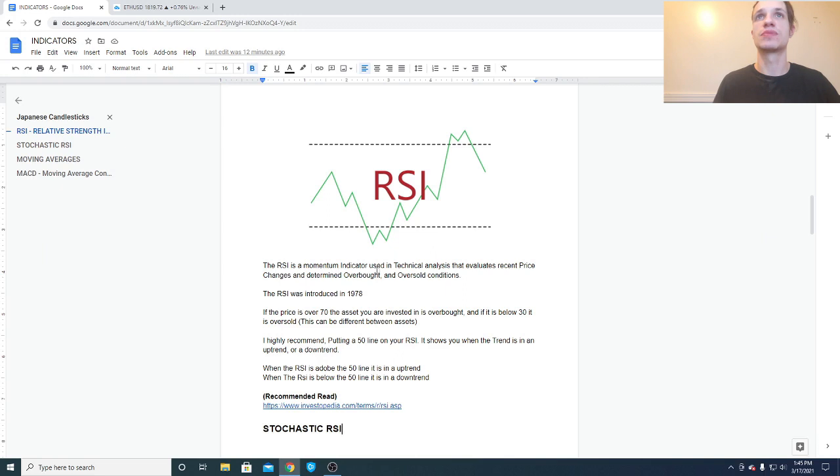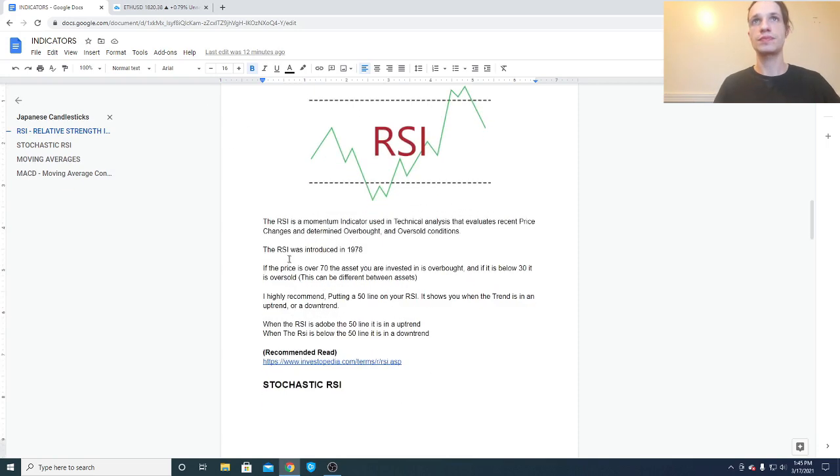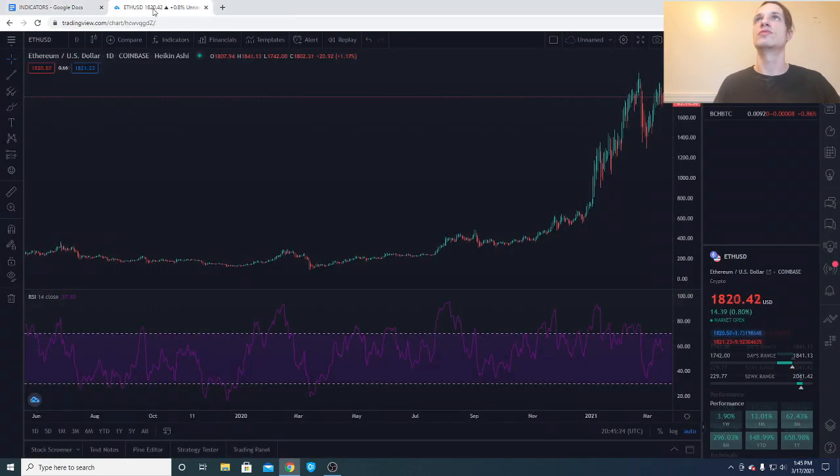RSI is a momentum indicator used in technical analysis that evaluates recent price changes and determines overbought and oversold conditions. The RSI was introduced in 1978. If the RSI is over 70, the asset you're invested in is overbought. If it's below 30, it is oversold.